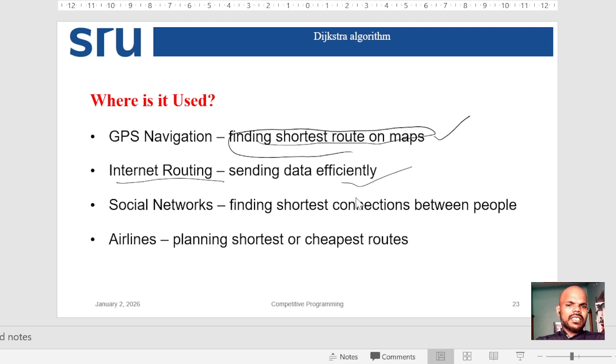Next, social networks: finding the shortest connection between people. Airlines also can use it. These are natural scenarios: airlines, data transmission, social networks, GPS. Always we want to minimize the distance between one source and the destination. So these are the basic fundamentals behind the Dijkstra algorithm.